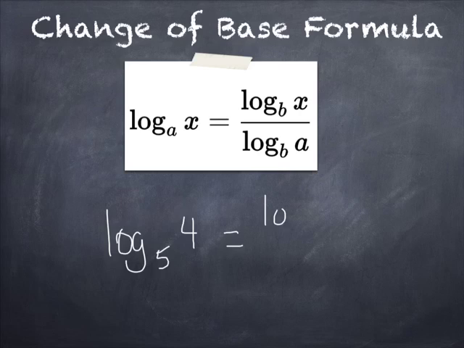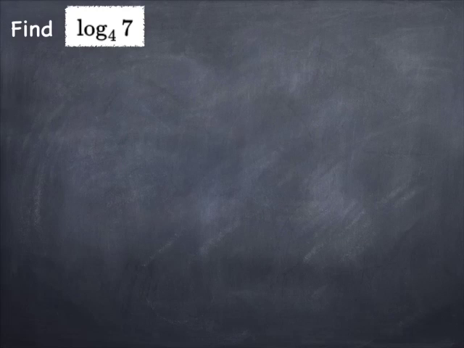I take the log of the number I'm trying to find the log of originally, so the 4 goes up here, divided by the log of the base. So it's the log of 5. And if I simplify log 4 divided by log 5, I'll get my answer to log base 5 of 4. It's a magically wonderful formula. It will make our lives so much easier. And here's how it can make our lives easier.